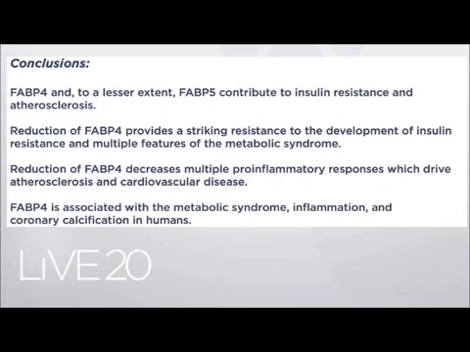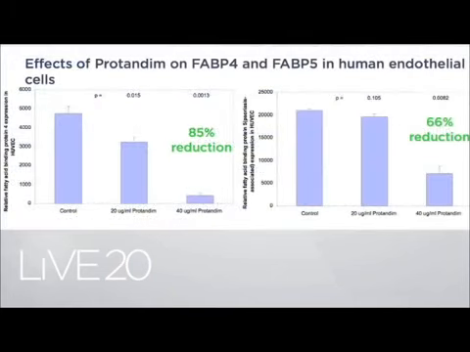What does Protandim do to it? On the left, you see the effect of Protandim on human cells in culture. The left bar is the control without Protandim. At two increasing concentrations of Protandim, you see an 85% reduction of this FABP4 gene product. The related one, FABP5, showed a 66% reduction in response to Protandim. Right? The higher this gene is, the more likely you are to get metabolic syndrome, calcified arteries, and the related bad things that happen.